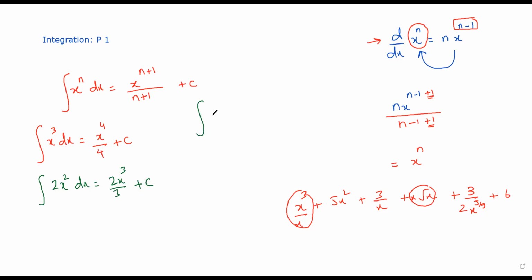Suppose you have to integrate, let's say, under root x, okay? So don't worry about this under root. This actually means x to the power. Yes, beta?